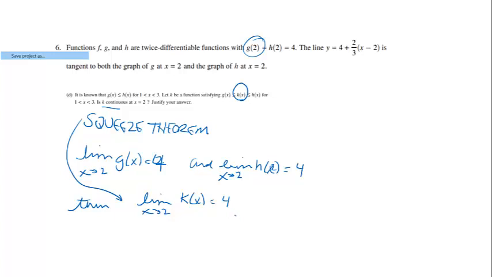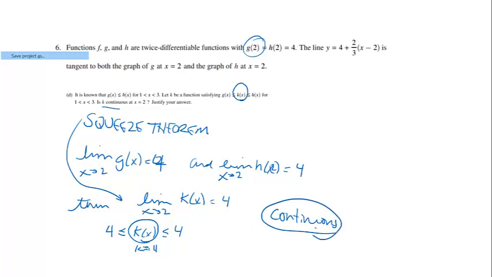And since we know that k is in between there, then k of 2 would also have to equal 4. So since we found out that the limit does exist, and we found out that the value is 4, the limit equals the value, which means the function is continuous. So that one would have been worth just 1 point, so no skin off our backs if we did not get that part correct.